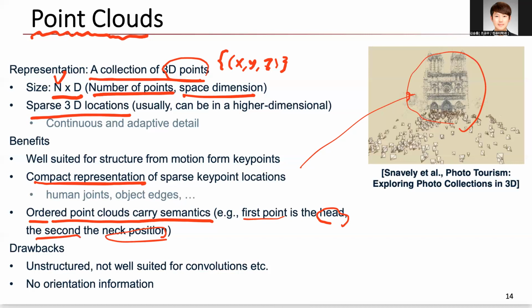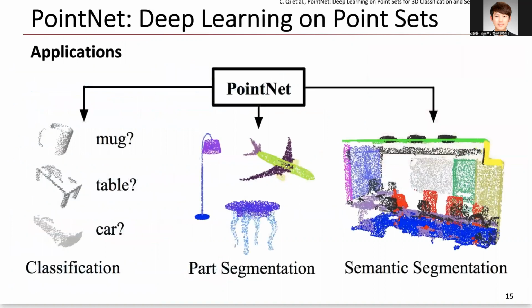The drawback is that it is unstructured and not well suited for the convolution. As we already know, to apply the convolution, we require a regular representation, for example, images or pixels. So in a 3D point cloud, we cannot directly apply the 3D convolution operation, and there's no orientation information. So the information that we can achieve in a point cloud is very, very limited. Anyway, nevertheless, the 3D point cloud is one of the popularly used representations.